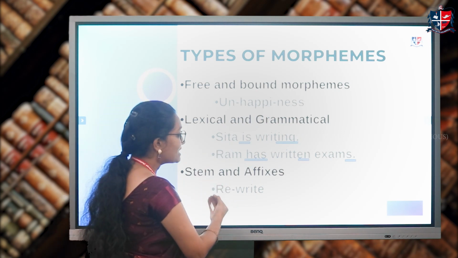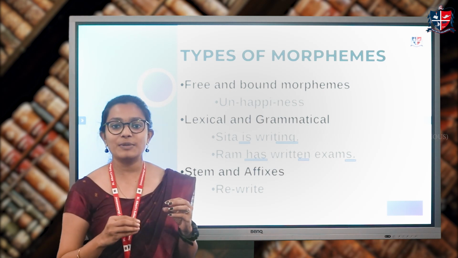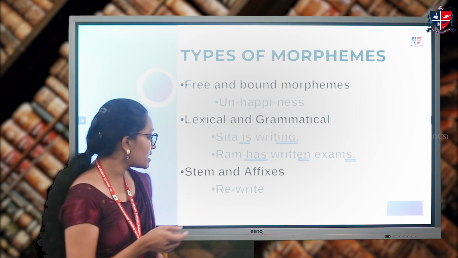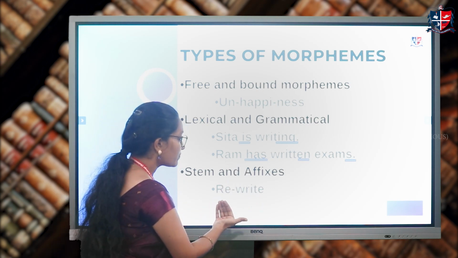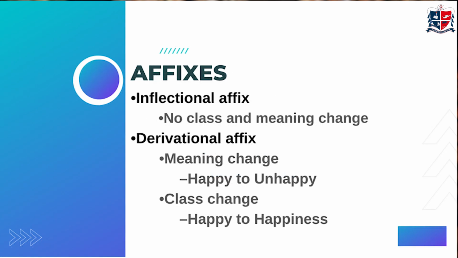Next one is stem and affixes. Stem means root words. Affixes include prefix, suffix and infix. Prefix means the morpheme attached in front of the word. Suffix means after the word. Infix means in between the letters of a word. Actually, infix is not present in the English language. So let's see types of affixes: inflectional affix and derivational affix.